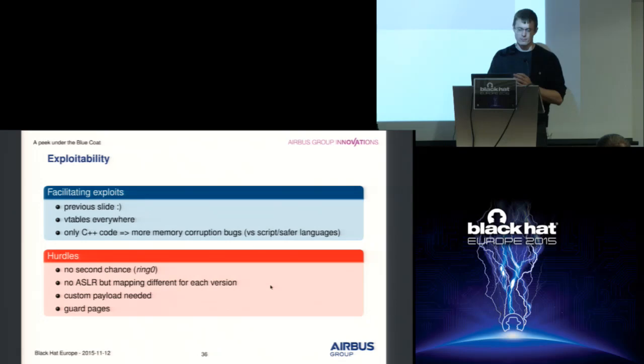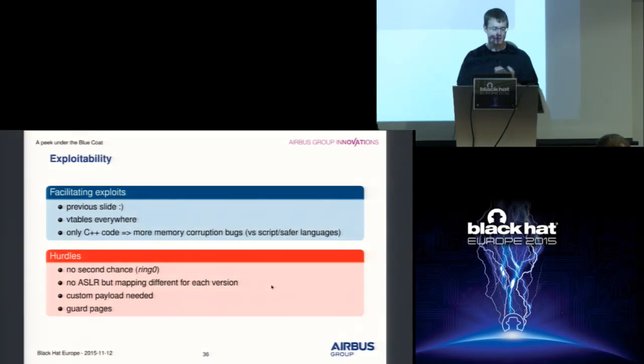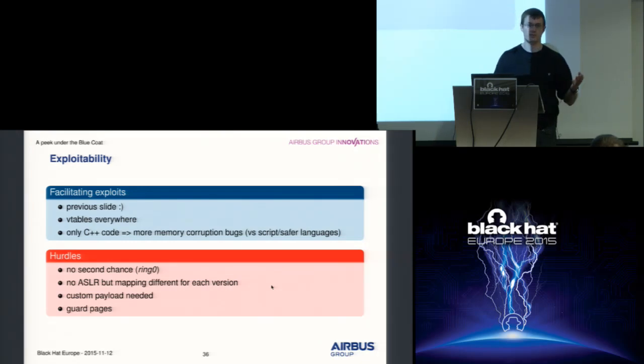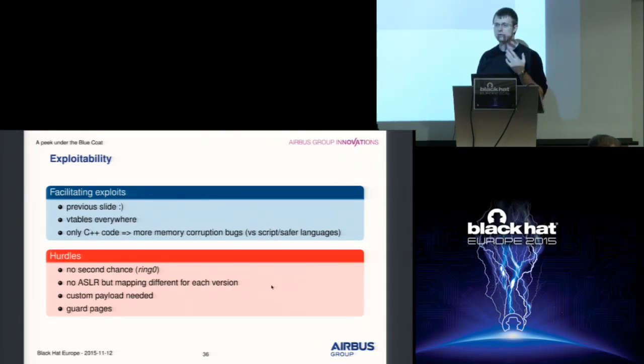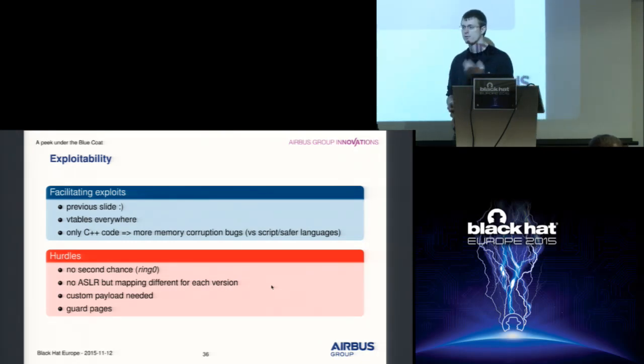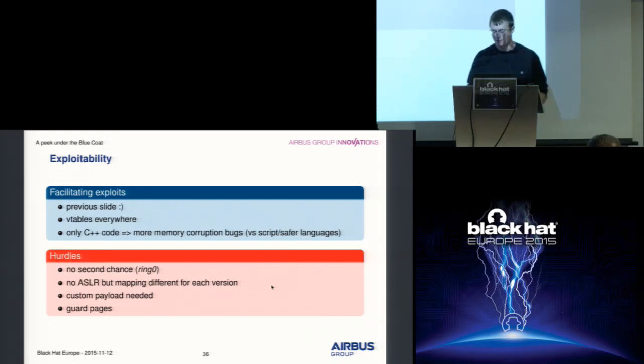Of course, you have a custom OS, so you're not going to use Metasploit or Meterpreter on Proxy SG. You have to write your own custom payload to make a backdoor, add accounts or whatever. So it takes some time. Also, apparently, I didn't see it myself, but Blue Coat told me that they have guard pages somewhere, so it might be a hurdle for exploitation.